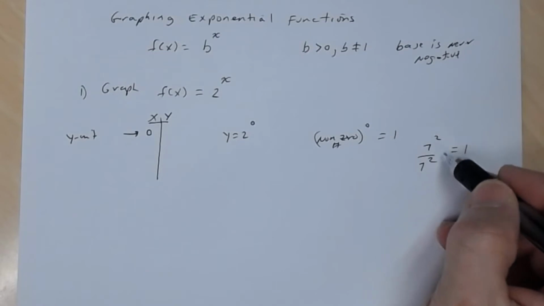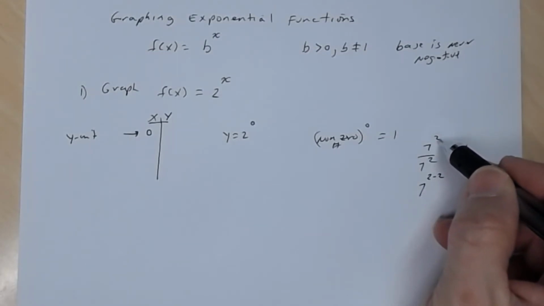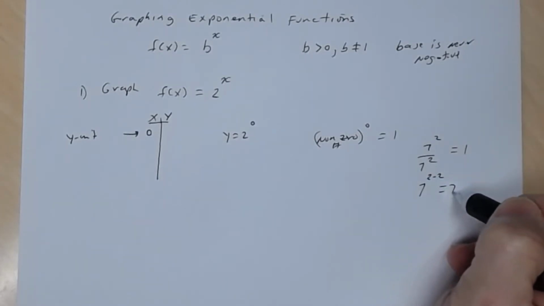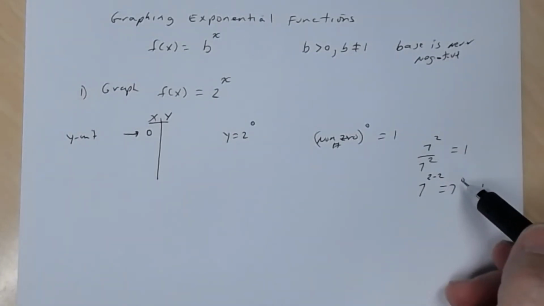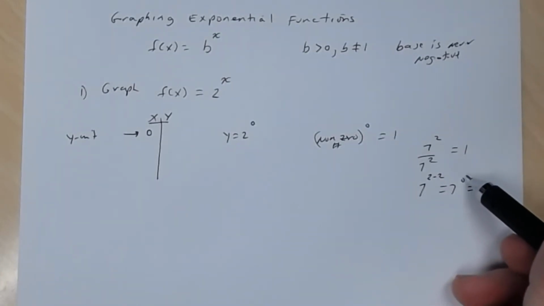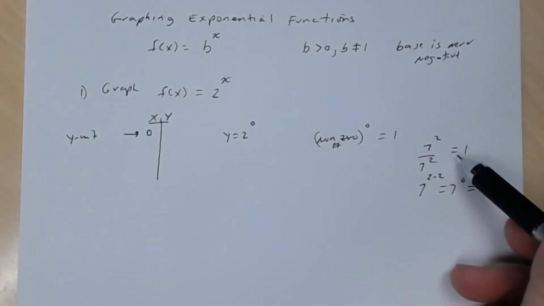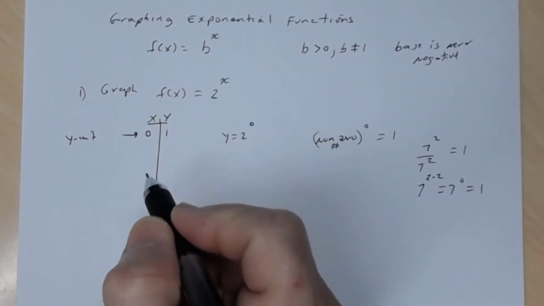What you learned in a previous course was that when you divide like bases, you subtract exponents. Remember the quotient rule? When you divide like bases, subtract exponents. So we get 7 to the 2 minus 2, the top exponent minus the exponent in the denominator, and you get 7 to the 0. Well, if this is equal to 1, then this must also equal 1. So that's going to be 1, and I found my y-intercept.